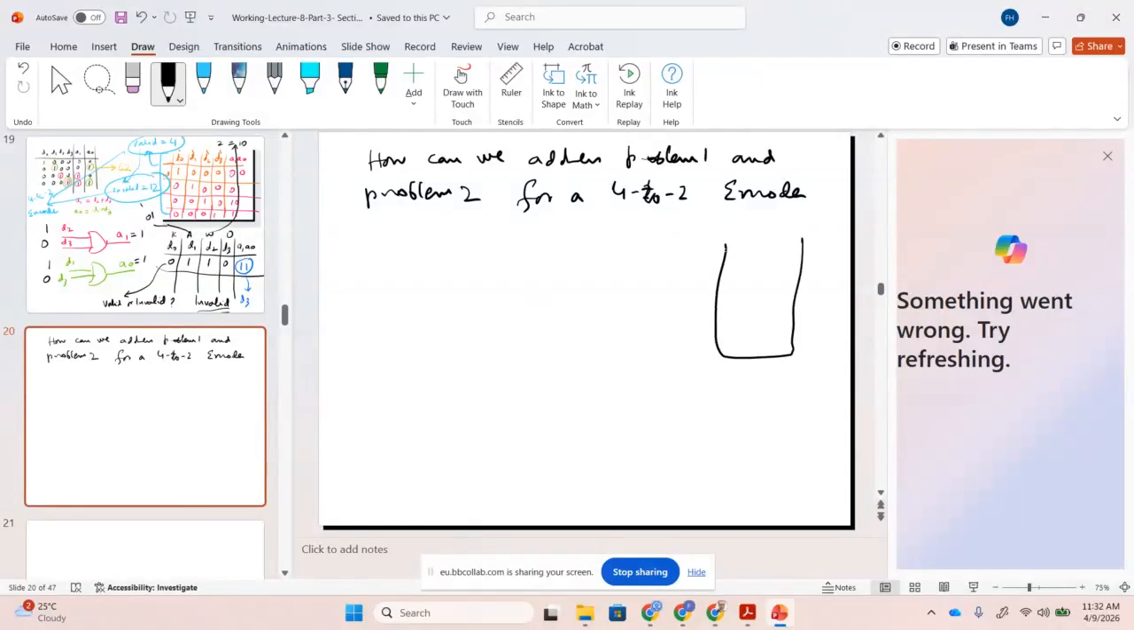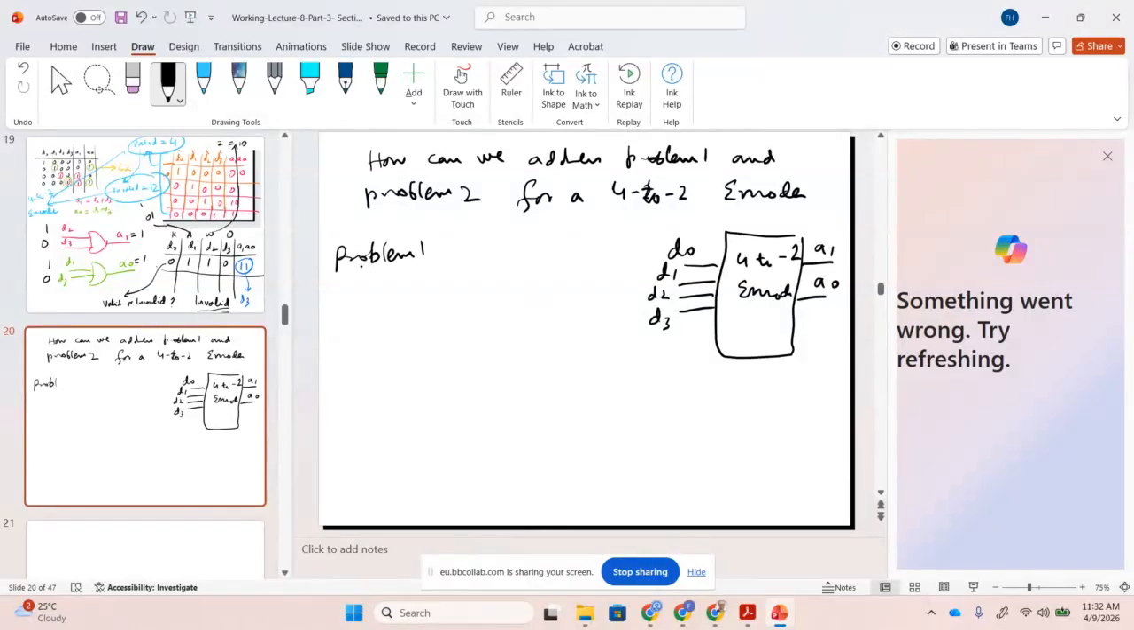So now we have a 4 to 2 encoder. The input is actually D0, D1, D2 and D3, and the output is actually A1 and A0. So this is a 4 to 2 encoder, and now we want to solve problem number 1. If no one raises his hand, it means all inputs are 0.